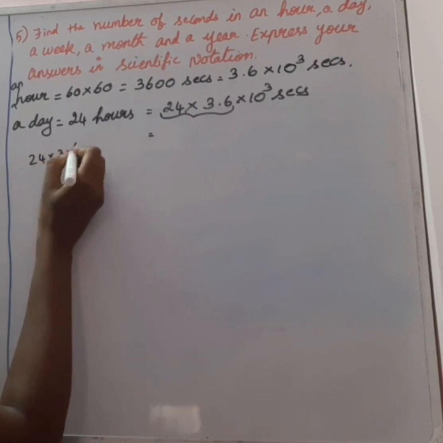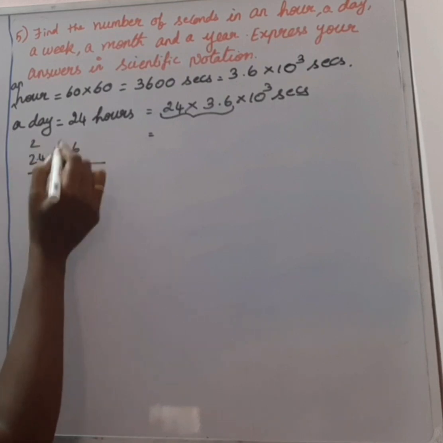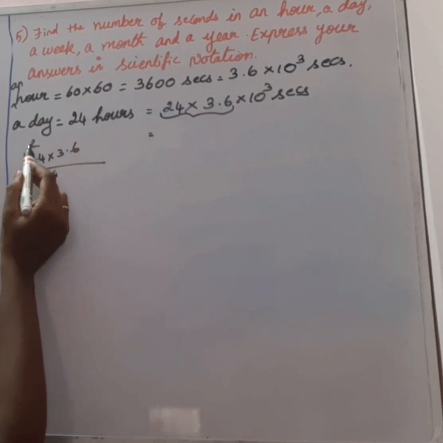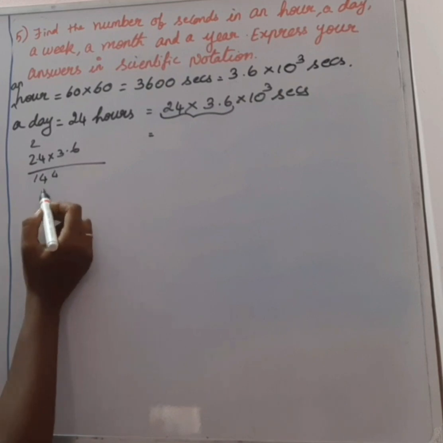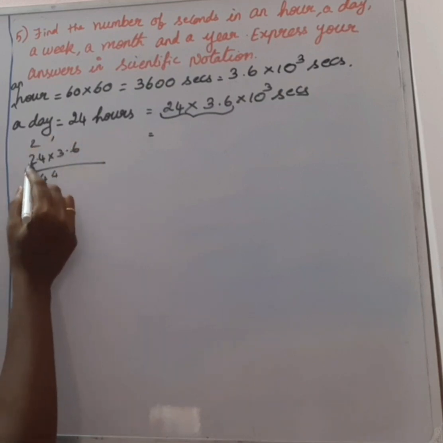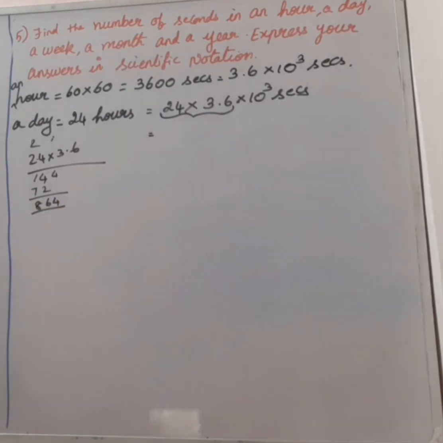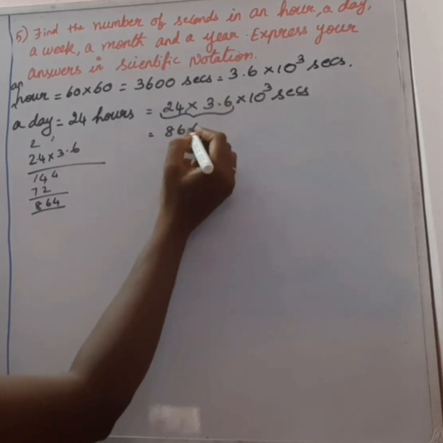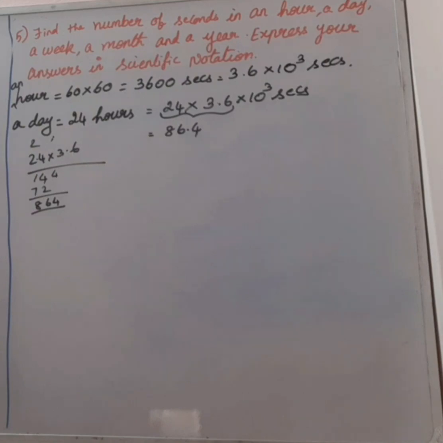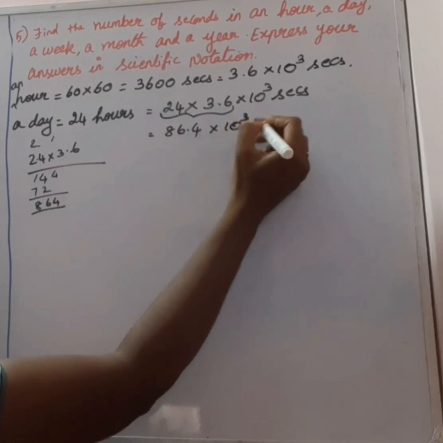24 into 3.6. 4 6s are 24. Remainder 2. 2 6s are 12, 13, 14. Then 4 3s are 12, 2 remainder 1. 2 3s are 6. 6 plus 1 is 7. So 4, 6, 8. So 8, 6, 4, isn't it? So 8, 6, 4, we have a decimal after 1 digit. So 86.4 into 10 power 3 seconds.